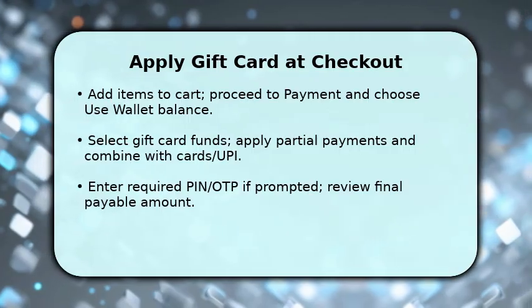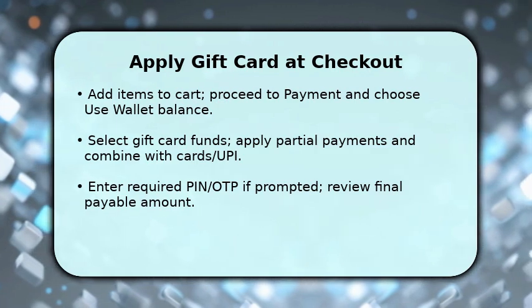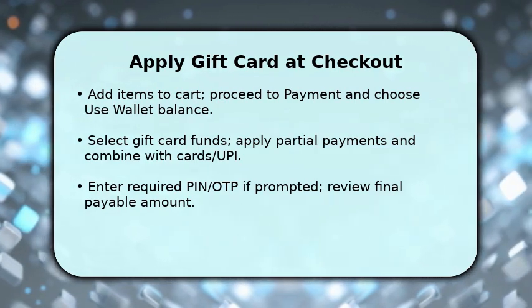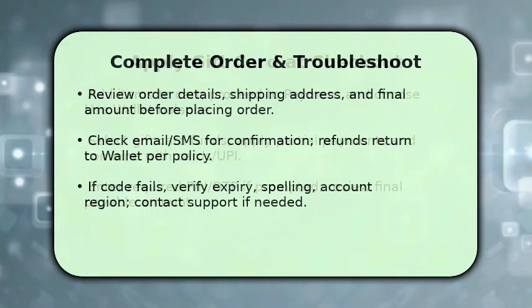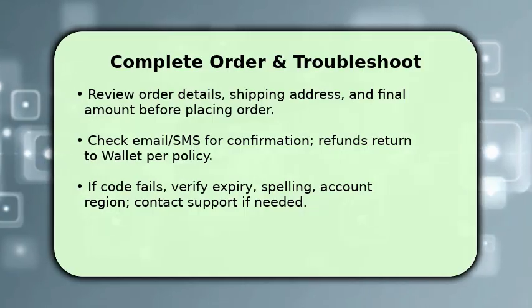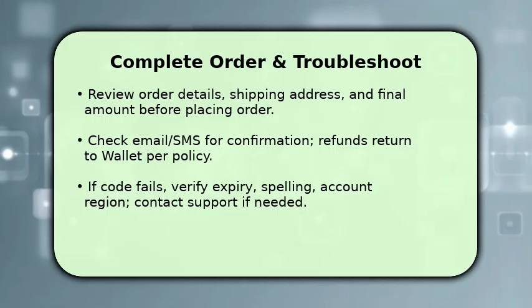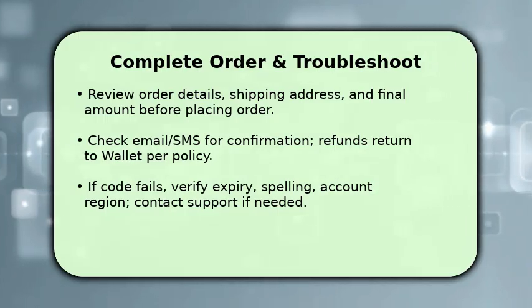This secures the transaction. Once applied, confirm the final payable amount so you avoid surprises and proceed to place the order. Before placing the order, review the items, shipping address, and the applied wallet deduction to confirm accuracy. Complete payment and wait for the order confirmation via email or SMS.